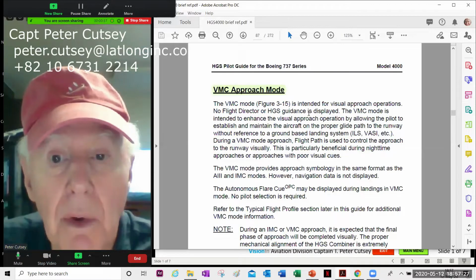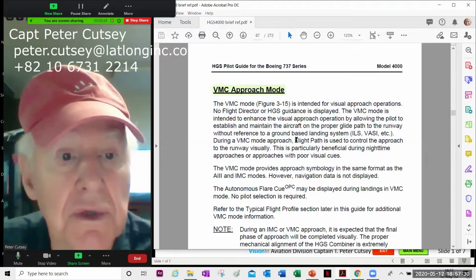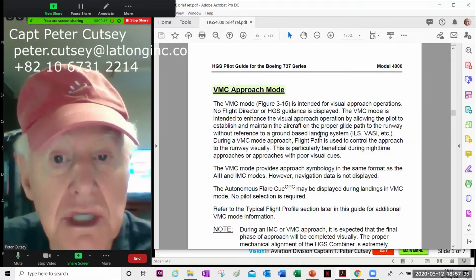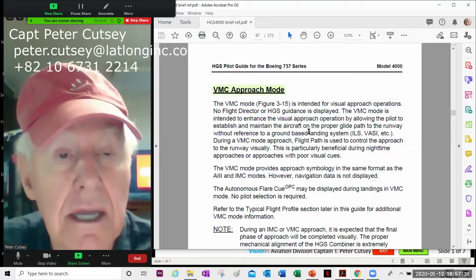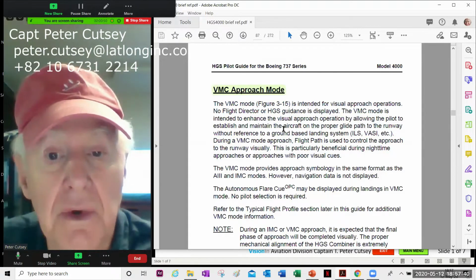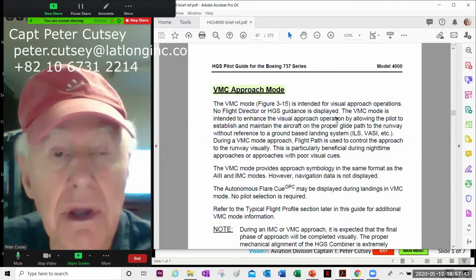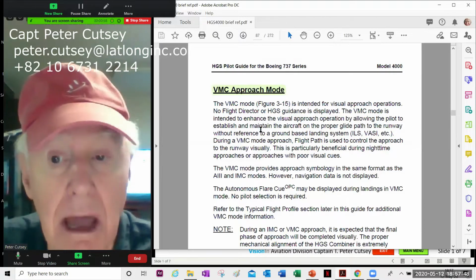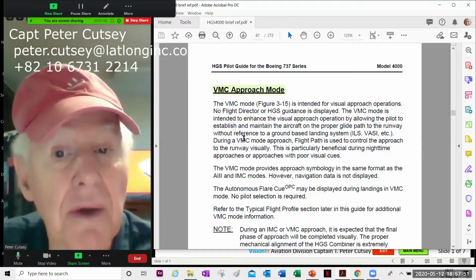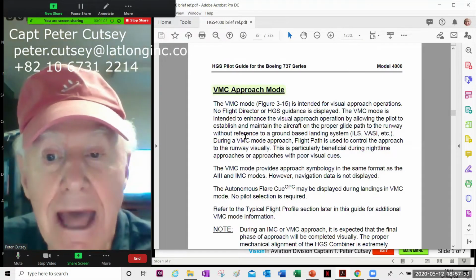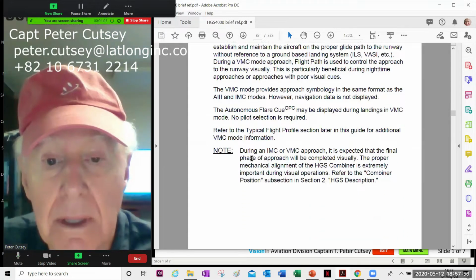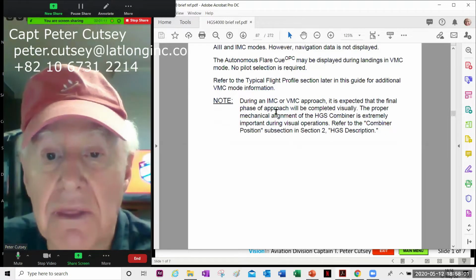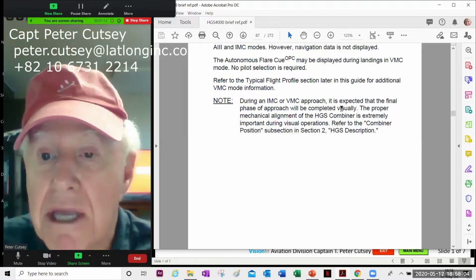The VMC mode is intended for visual operations. No flight director or HGS guidance is displayed. The VMC mode is intended to enhance the visual approach operation by allowing the pilot to establish and maintain the aircraft on the proper glide path to the runway without reference to a ground-based landing system. Note, during a VMC approach, it is expected that the final phase of the approach will be completed visually.